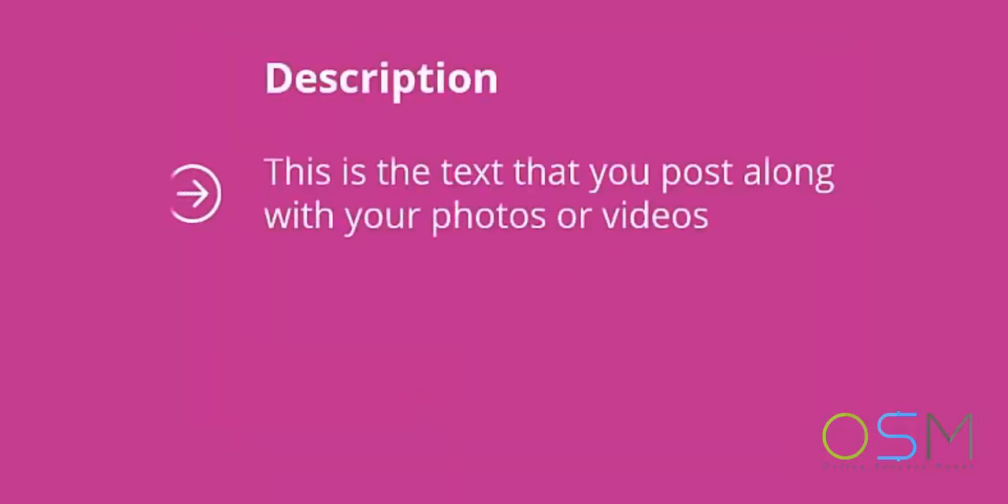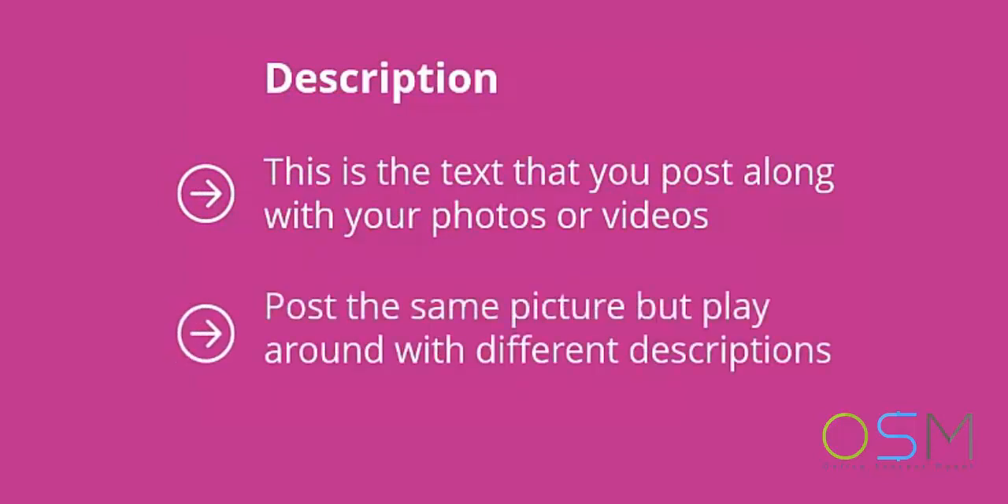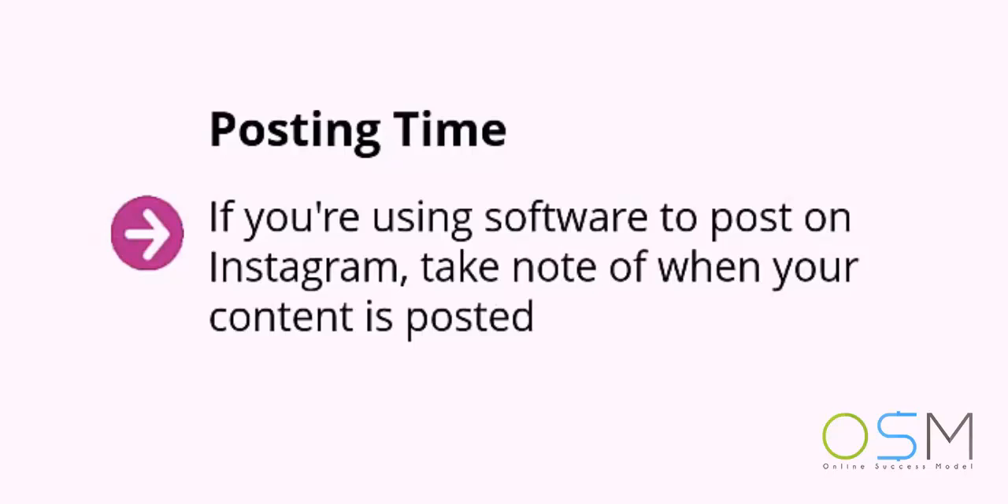Description. This is the text that you post along with your photos or videos. Try posting the same picture but playing around with different descriptions. See what different ones lead to different clicks. See what calls to action work the best. Posting time. If you're using software to post on Instagram, take note of when your content is posted. Pay attention to when engagement takes place and try and post at those same times.